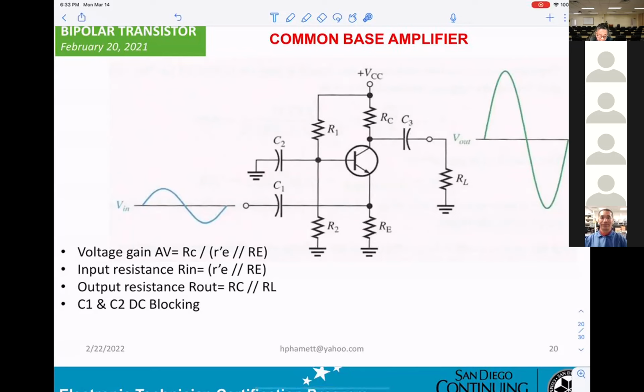Okay. Input resistance. That means you're looking in here. Then you can get R prime E, the resistance here, parallel with R big E. And now put in the resistance RC parallel RL. Okay, C1, C2, DC blockage. We won't go into too much detail on common emitter.